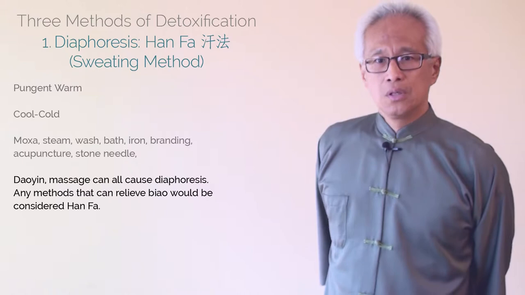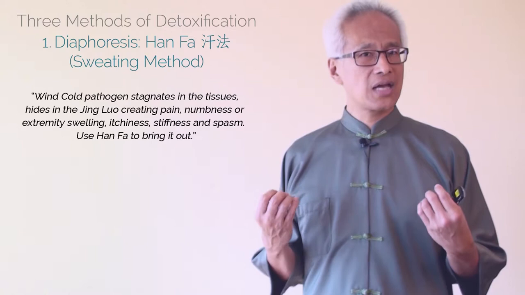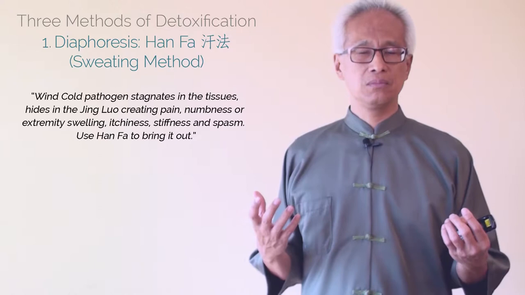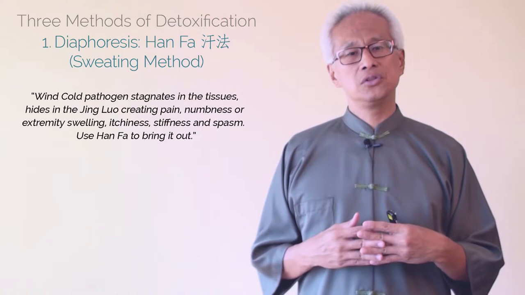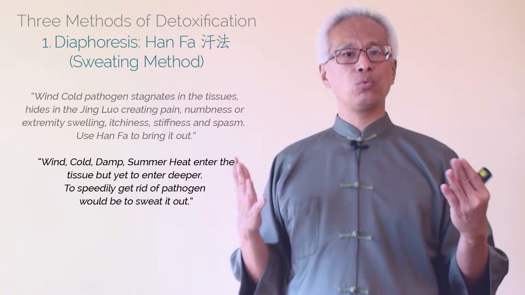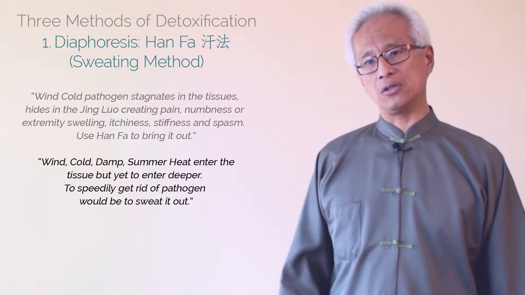All right. So he further says that in the diaphoresis method, when cold pathogen attacks, it stagnates in the tissue. It hides out in our channels and collaterals, creating pain and numbness, and even swelling in the extremities, itchiness, stiffness, and spasm. Therefore, we must use the sweating method, hanhua, to bring it out. He further says that when cold, damp, or summer heat enters the tissue but has yet to enter deeper, so it's on the superficial level, the way to speedily get rid of the pathogen would be to sweat it out. So this understanding is still correct today. It's still something that we adhere to and follow.